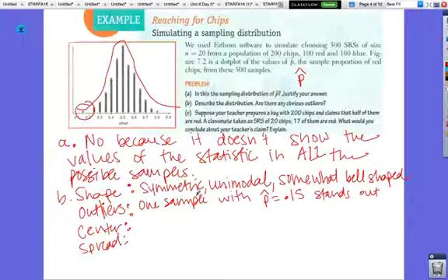All right, the next thing we're going to talk about is the center. It appears that the center of our graph is probably right about here where we have our peak. And so the center, we would say, is around 0.5.